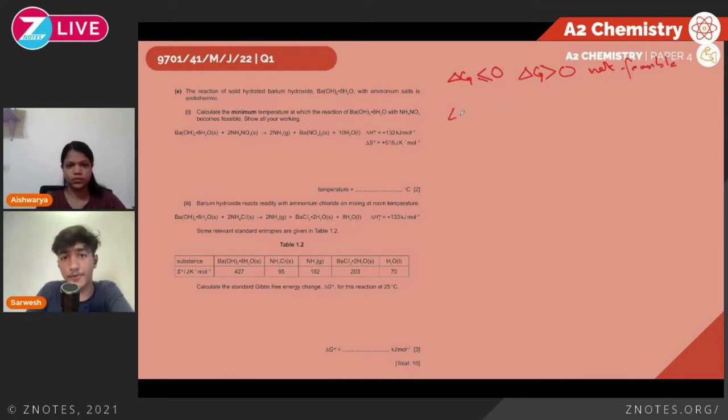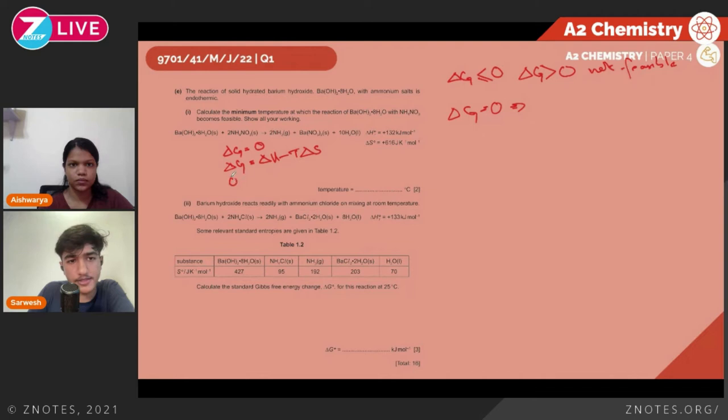When Gibbs free energy is exactly zero, it just becomes feasible. The lesser it goes, the even more feasible it becomes. Okay, so here we will just say delta G equals zero. And let's write the equation for delta G. You would have delta G equals enthalpy change minus T delta S. So 0 equals delta H minus T delta S.